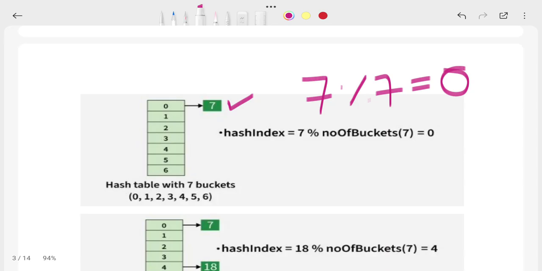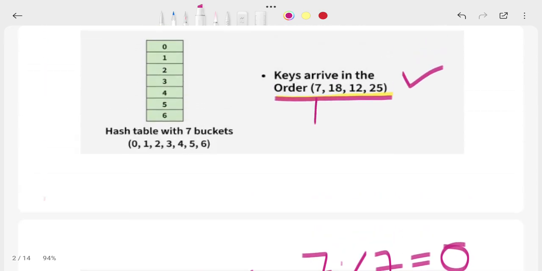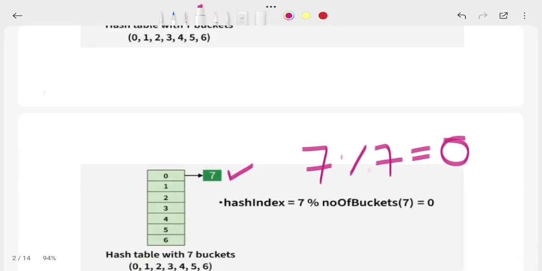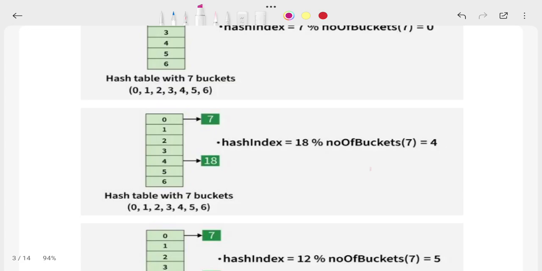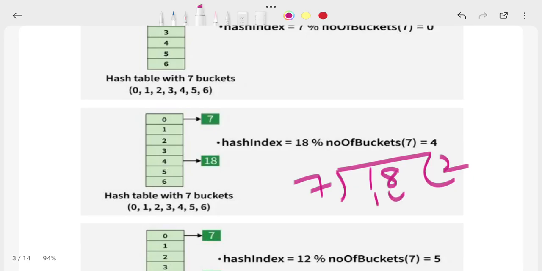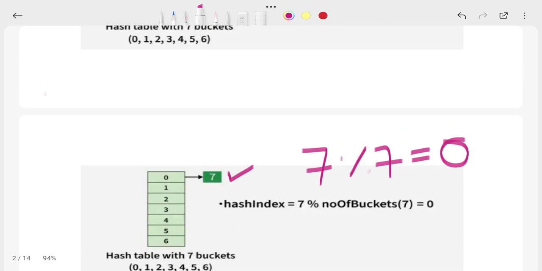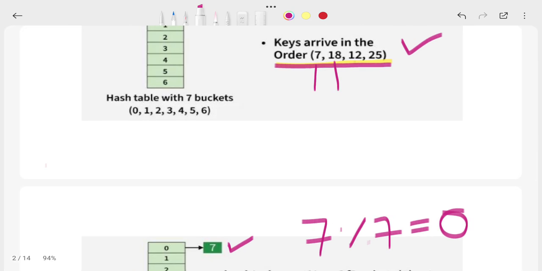Done. Now the second data. What is the second data? The second key is 18. If I divide 18 by 7, 7 twos are 14, so the remainder is 4. So at 4 I place 18. Now my third key is 12.